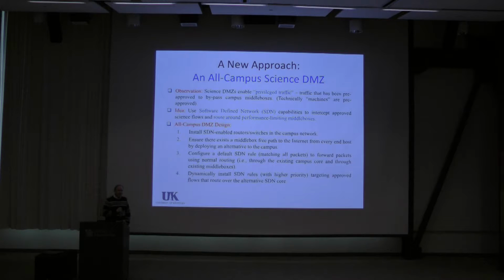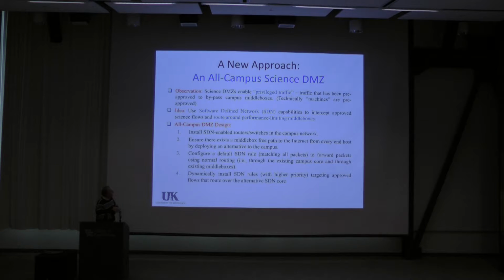What we've been doing is to say, well, maybe we can use this technology to actually implement what we call an all-campus Science DMZ. And the basic idea is this. Basically what Science DMZ has been doing is saying, I'm going to take some of the traffic on our campus and we're going to allow it to bypass these middle boxes. Maybe we could do this rather than physically moving the boxes from where they are to a Science DMZ. We can in fact use SDN to pick up individual flows off of a box and say we're going to route them around the middle boxes and send them straight out toward the edge.